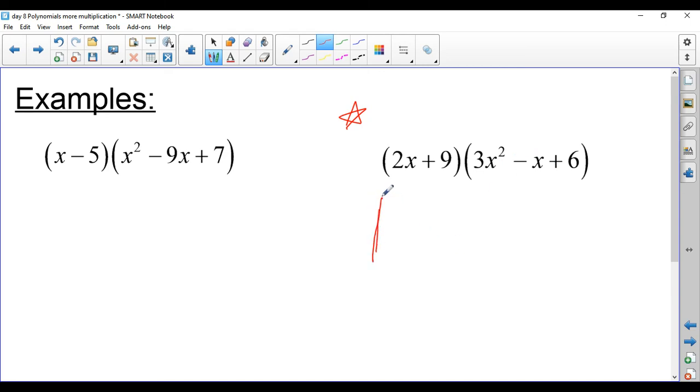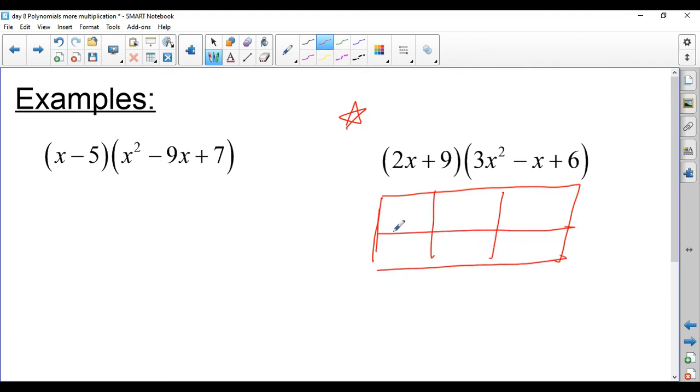I'm going to draw my boxes. I have 2 going up and down, so I'm going to put the 2x and the plus 9 here. Then going across, I have 3 boxes. 3x squared, the negative x, and the 6. Make sure that this negative x has the negative with it. I'm going to multiply 2x times 3x squared. 2 times 3 is 6. X times x squared is x cubed.